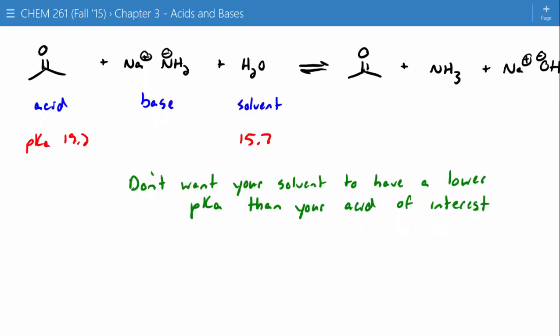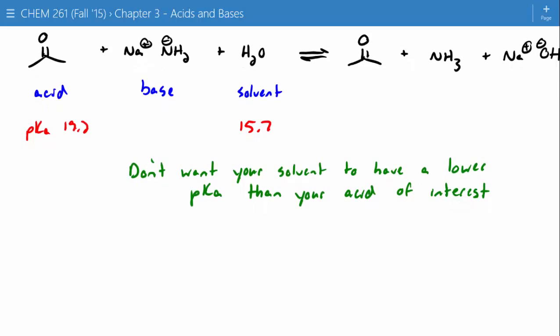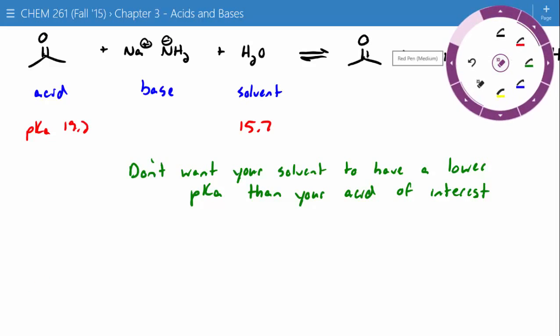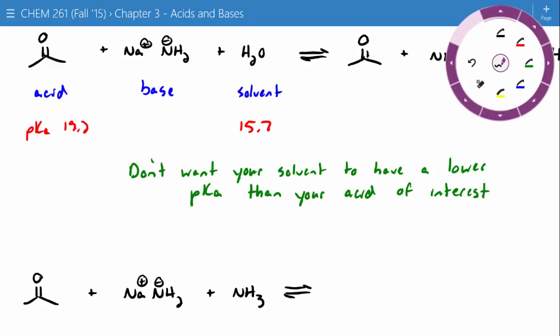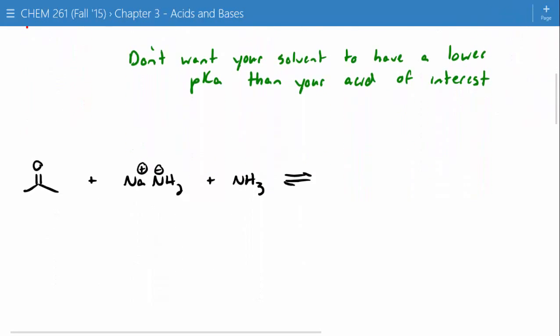All right, so now the question is, that was a crummy solvent to choose. We need to choose a better solvent. So again, I'm going to choose the same acid, and I'm going to use sodium amide. And this time I'm going to use ammonia. All right, now if we look at the pKa's for this, we've got a pKa of 19.2, and then we've got a pKa of 38 over here. Do you guys think we're in good shape now?